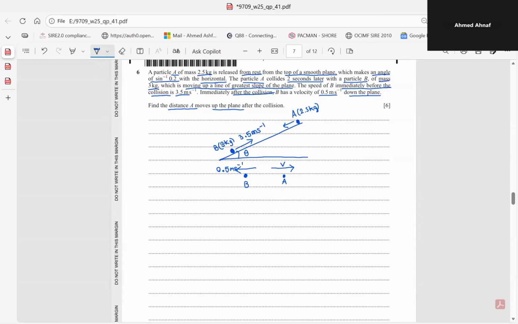Yep. So this is our after, and this is before. Okay. All right. So these are all the information that we have. Okay. So let's let the speed of A, right before the collision, be U.